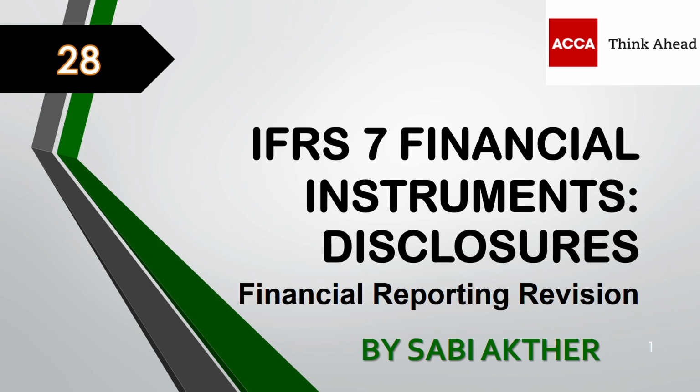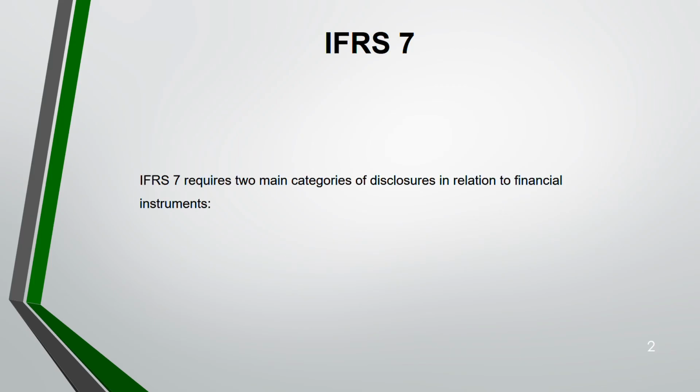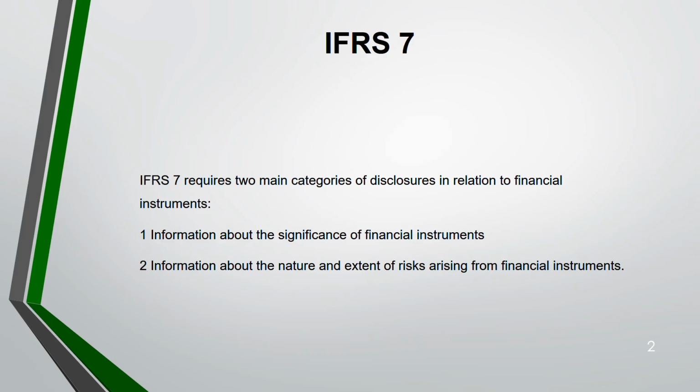This is IFRS 7 financial instruments disclosure, where we have three separate standards dealing with financial instruments. IAS 32 financial instruments presentation, that I've completed. Now this one is for disclosure only, and the main standard that is for recognition, measurement, derecognition is IFRS 9, which will be upcoming. Under IFRS 7, it requires you to disclose two main categories relating to financial instruments. First, information about the significance of financial instruments. Second, information about the nature and the extent of risk arising from financial instruments.